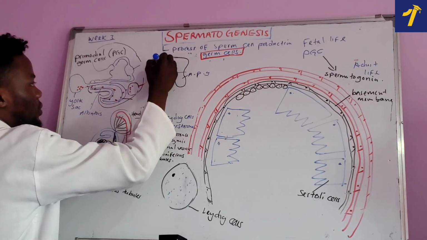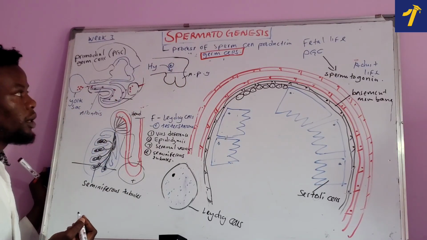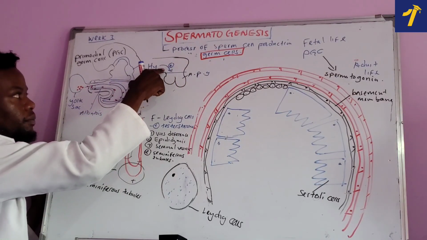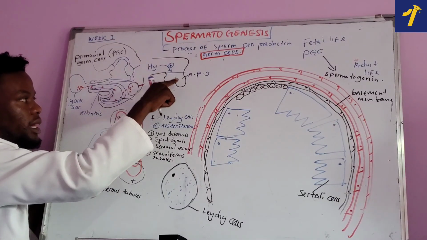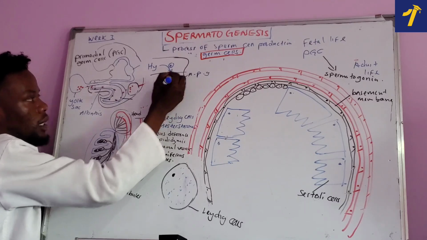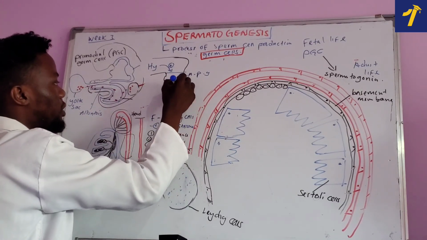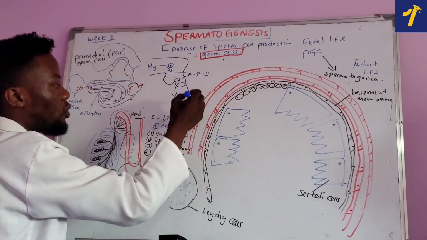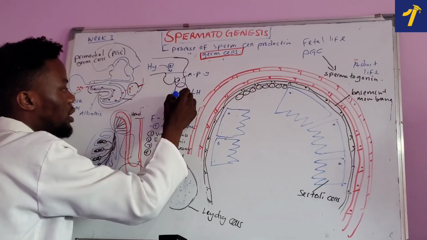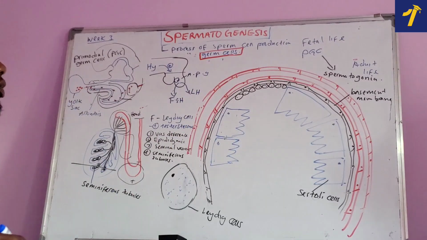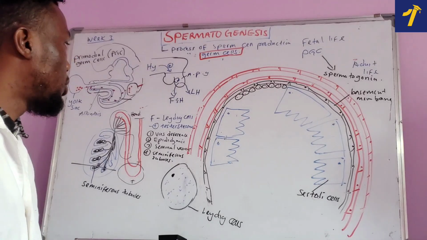The hypothalamus is going to start sending certain hormones, gonadotrophin-releasing hormones, that are produced by the hypothalamus, and they're going to stimulate the anterior pituitary gland to start producing certain hormones. Two important hormones: luteinizing hormone and follicle stimulating hormone.